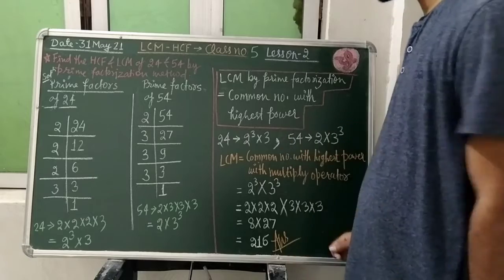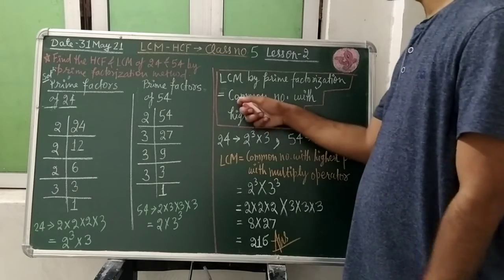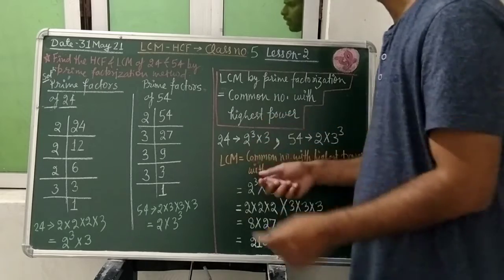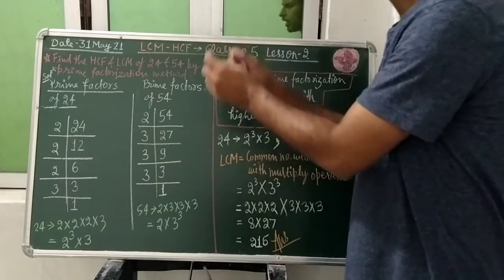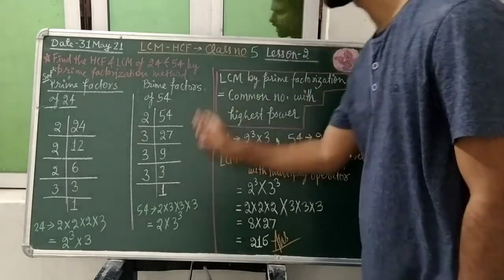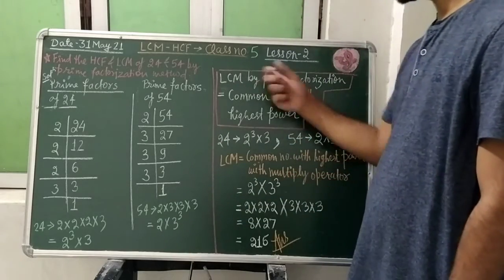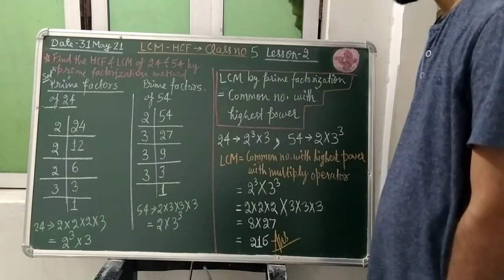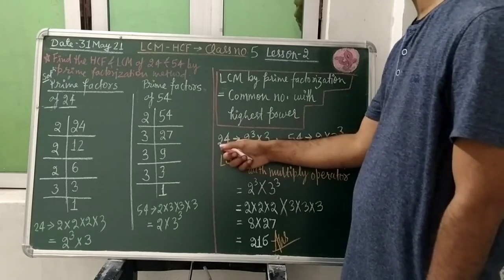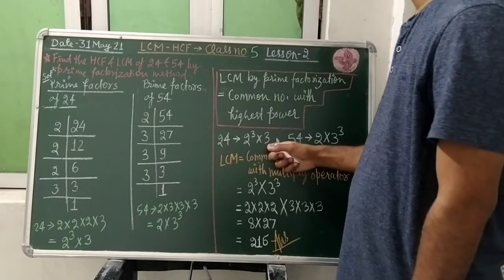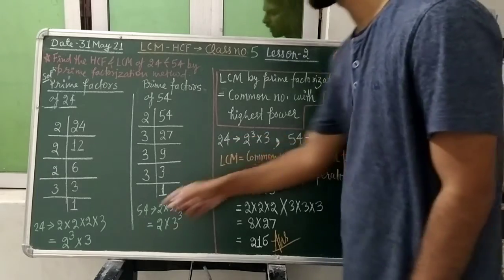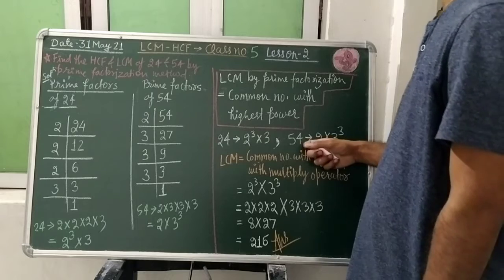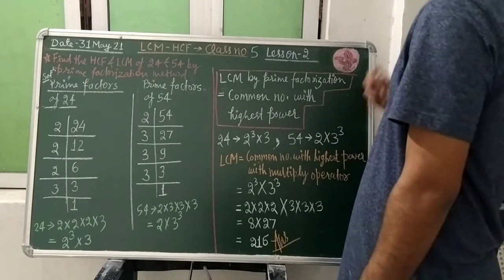Okay, for the LCM, we shall apply the rule of the prime factorization method. First, whatever number is given to us, we shall find out the prime factors of that number. And for LCM, we will apply the rule: common number with highest power. So we are looking at 24. The form of 24 is 2 to the power 3 into 3, and the form of 54 is 2 into 3 to the power 3.